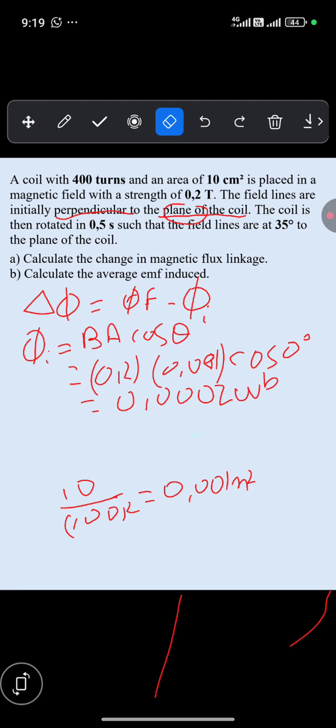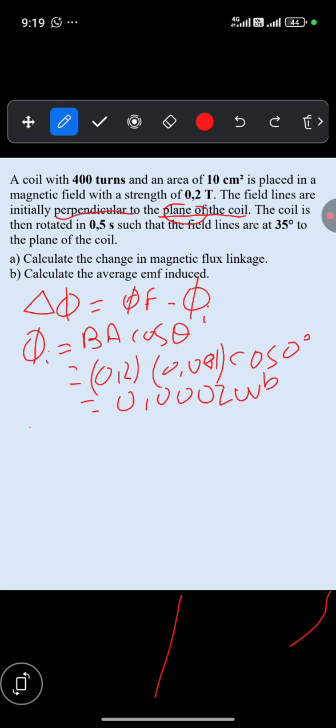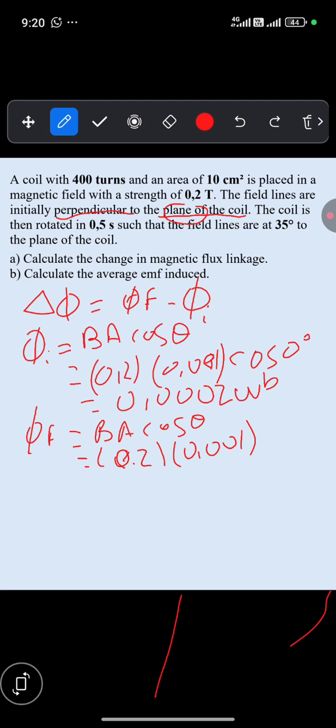Then now we calculate the final flux, using the very same formula, BA cos theta. This is the final flux. So this is 0.2, that's the magnetic field. The area is 0.00. Right. Then we look at the angle now. For the final flux, the angle there is what? 35 to the plane.